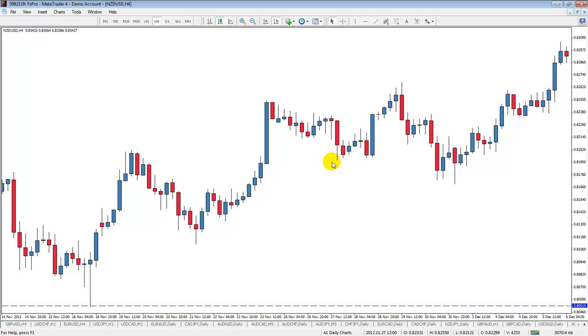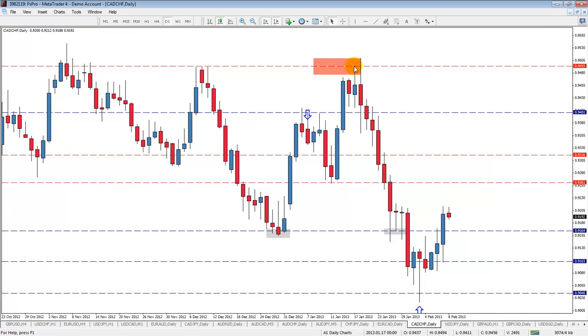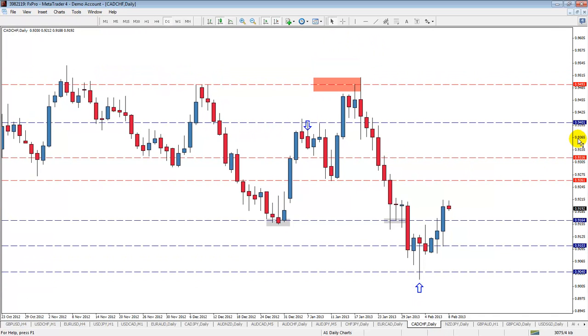Okay. CAD Swiss 4 hours, we'll do the CAD Swiss 4 hour, James. And then we'll do the Euro Kiwi. Okay, how about those two? So please remind me, CAD Swiss and Euro Kiwi. They're two very different pairs. So CAD Swiss, and you said 4 hour, James. Okay. CAD Swiss 4 hour.